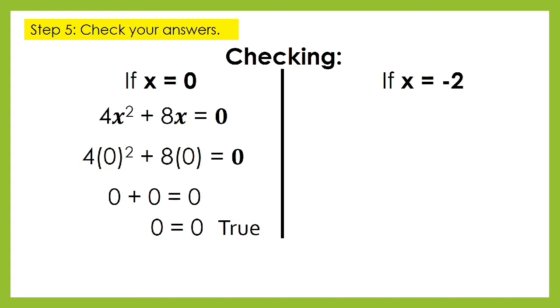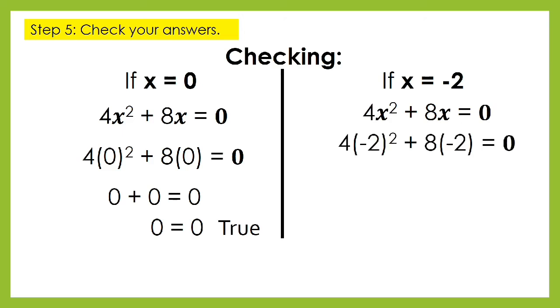For the second factor, x equals negative 2, substitute negative 2 to the original equation, 4x squared plus 8x equals 0. We now have 4 times x is negative 2, so we have negative 2 squared, plus 8, x is negative 2, so multiply negative 2 equals 0. We simplify, square of negative 2 is 4, and then we copy this 4. Then, positive 8 times negative 2 is equal to negative 16 equals 0.